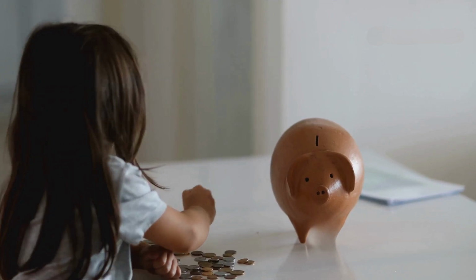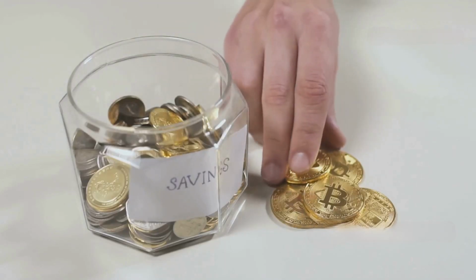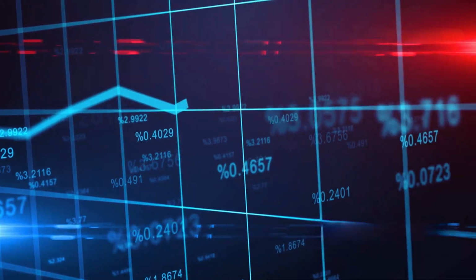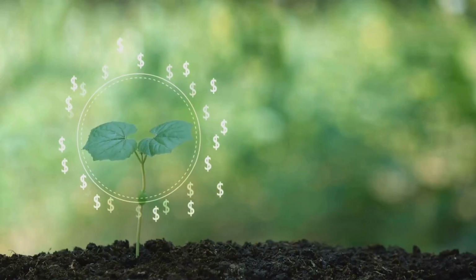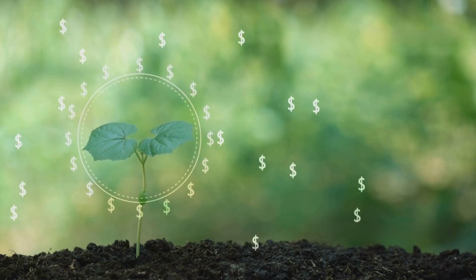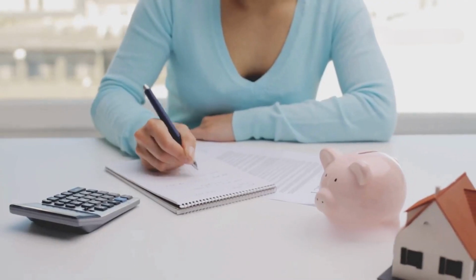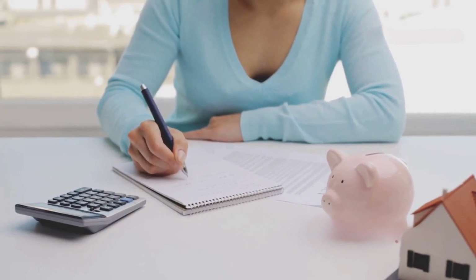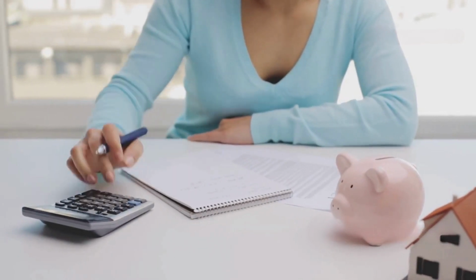First, start early. The earlier you start investing or saving, the more time your money has to compound. Even small contributions made early can grow into significant amounts over the long term. This is why saving for retirement or other long-term goals should begin as soon as possible.